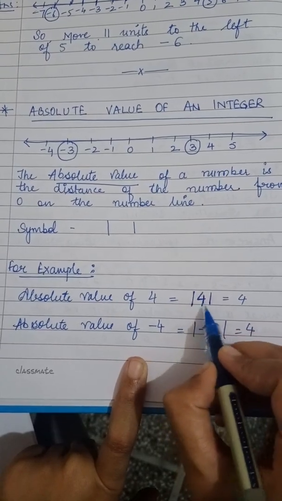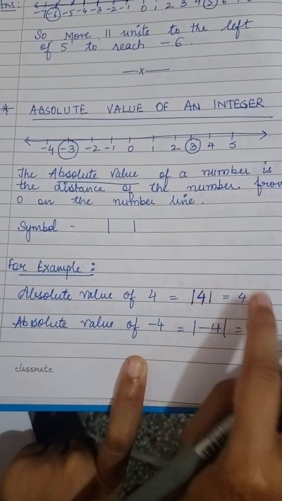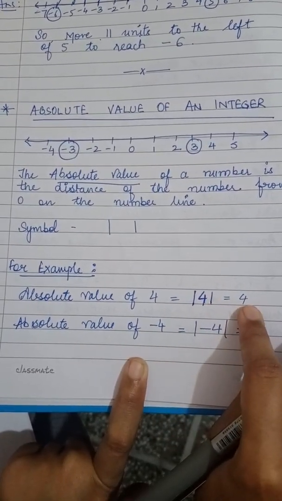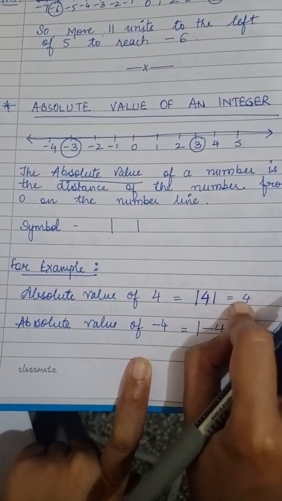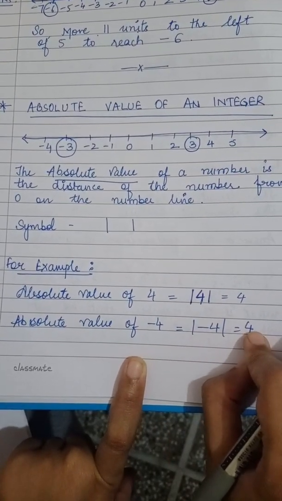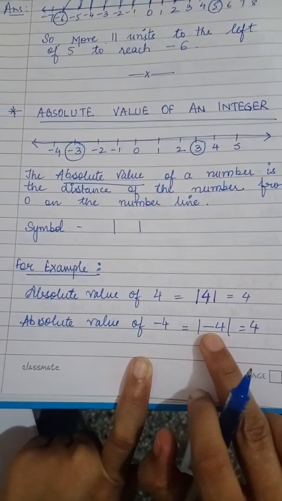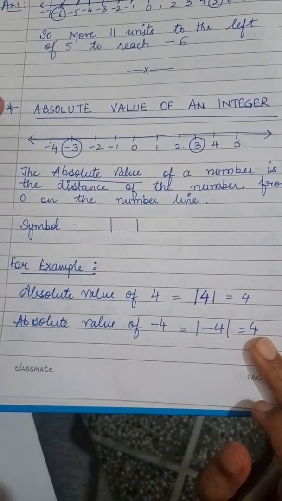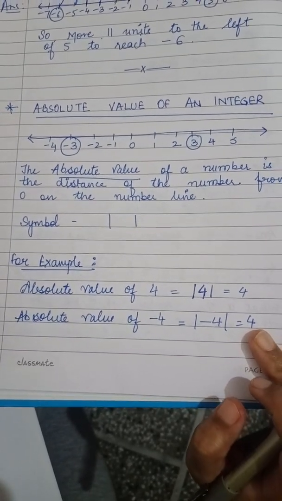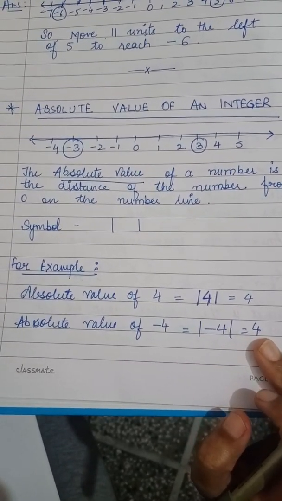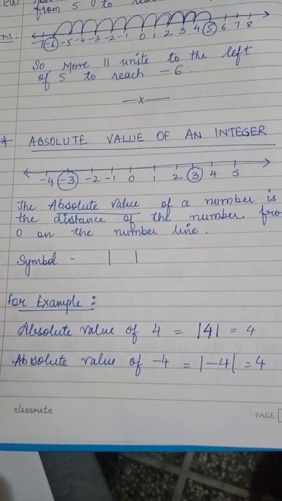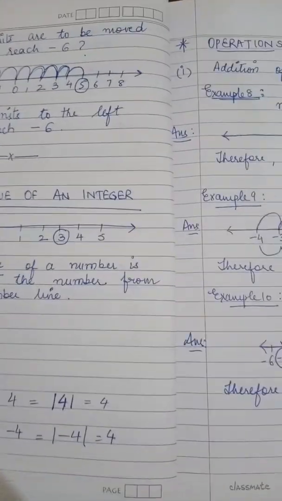Now when this number comes out of these two bars, it will be the same. A positive number will come out positive, and a negative number will also come out positive. So the only difference is that if the number is negative, it will come out positive. So this was a small topic of absolute value. No question is there regarding this topic, but still the explanation was necessary for this term.